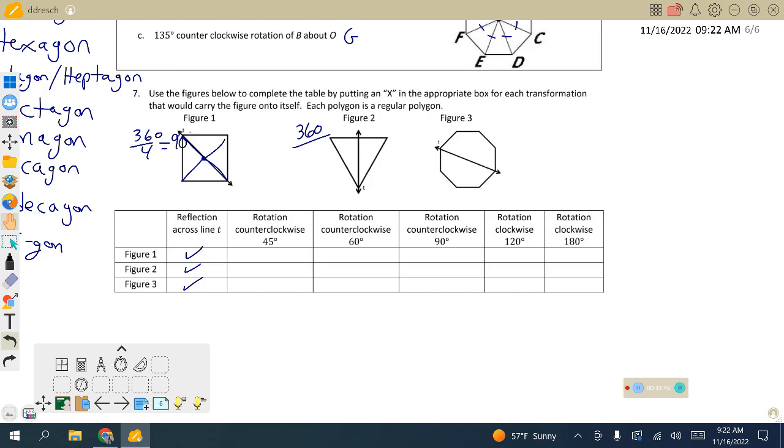360 divided by? Always 3. 120. Yep. This has a turn of 120 degrees. A little bit of Deathly Hallows symbol going on there.